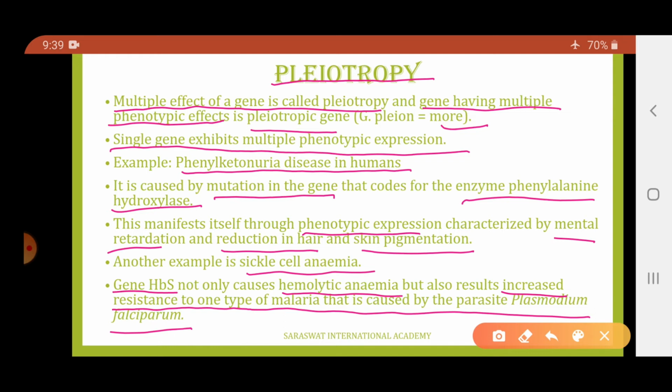So, a single gene is producing two effects. What is it called? Pleiotropy. So, that is regarding pleiotropy. What is pleiotropy? A single gene produces multiple phenotypic effects. And what is polygenic inheritance? More genes decide a single character, or you can say a single character is decided by more than three genes. So, that is regarding polygenic inheritance and pleiotropy.